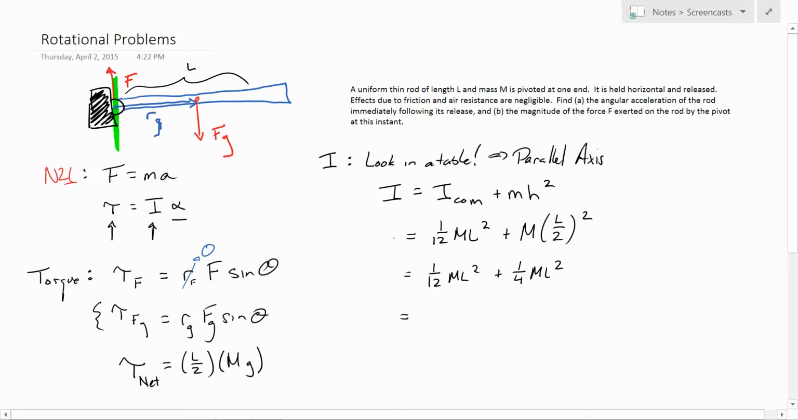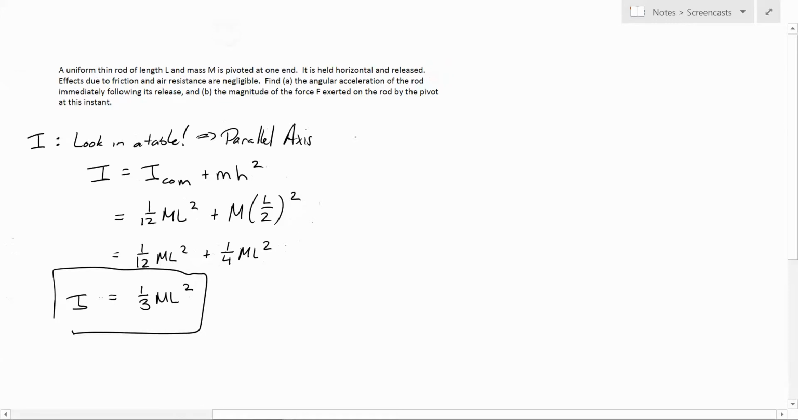1/4 is 3/12, so it's 4/12, so it's a third. mL squared would be our moment of inertia. Or we can do it by calculus. If we do it by calculus, we're going to integrate dm r squared.